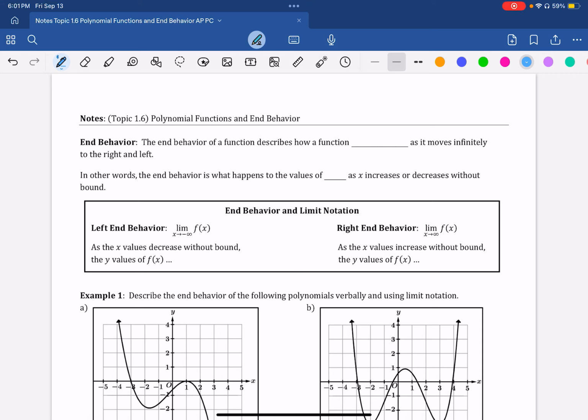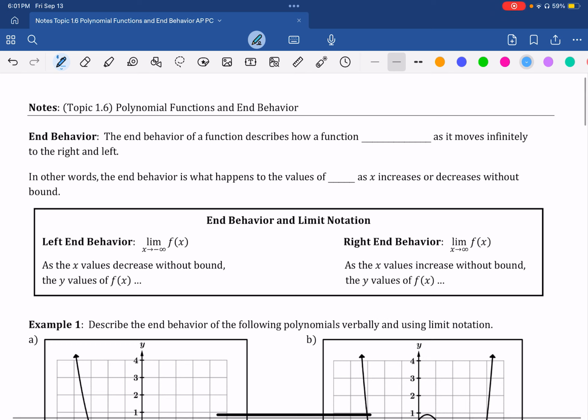Today we're going to be covering topic 1.6, polynomial functions and end behavior. The end behavior of a function describes how a function behaves as it moves infinitely to the right and to the left. In other words, the end behavior is what happens to the values of f of x as x increases or decreases without bound. Remember that f of x is also known as your y variables. So your y values can either be going up or down or going to a number. So it just depends what's happening all the way to the left and all the way to the right.